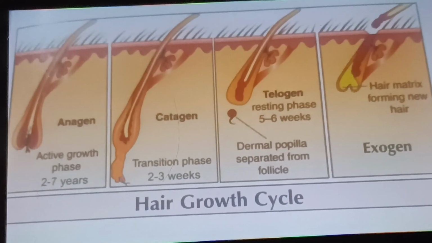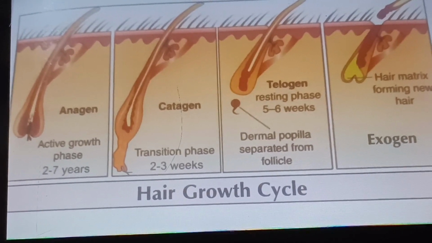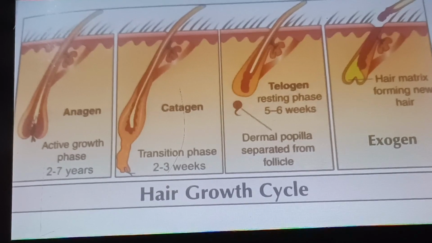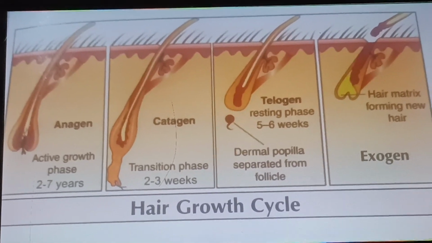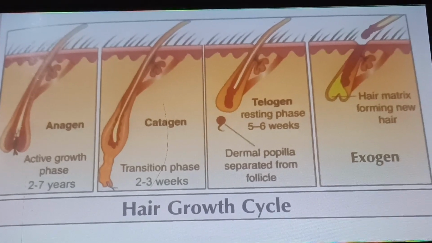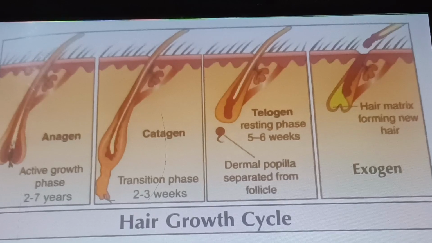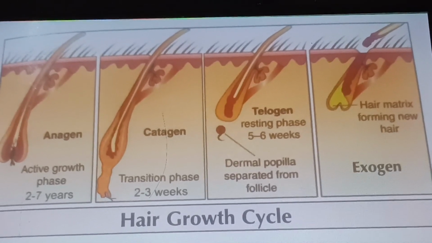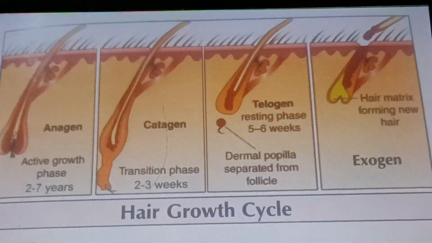Why does hair distribution occur? According to the thickness of the hair shaft, hair can be classified into vellus, terminal, and lanugo. Vellus hairs are thin, short, and slightly colored. They cover most of the body surface.